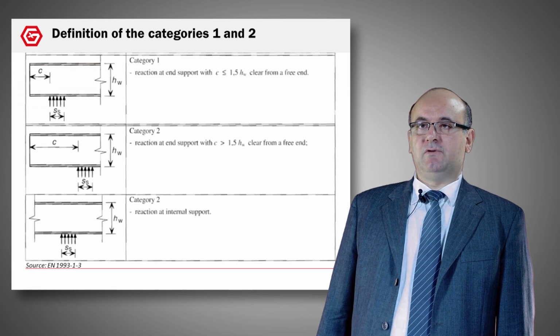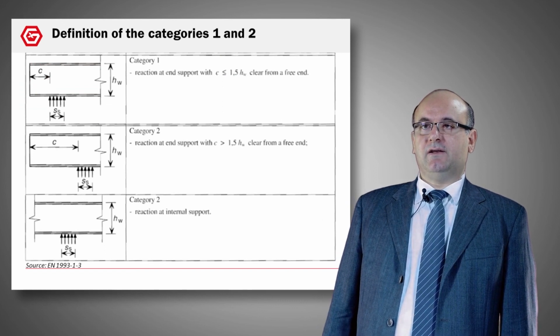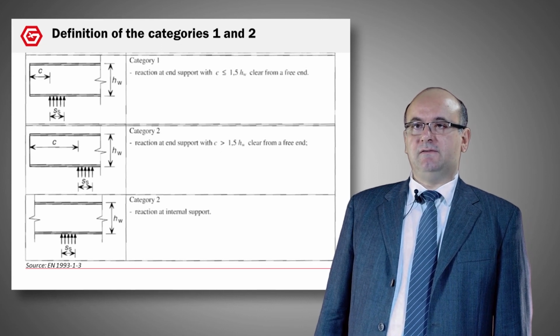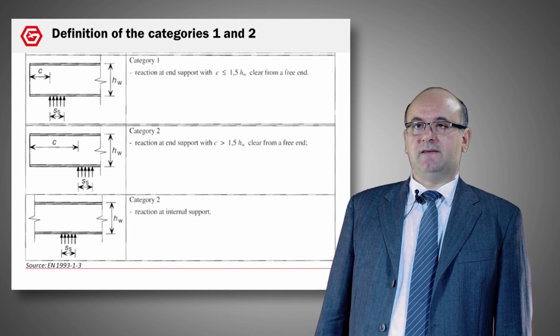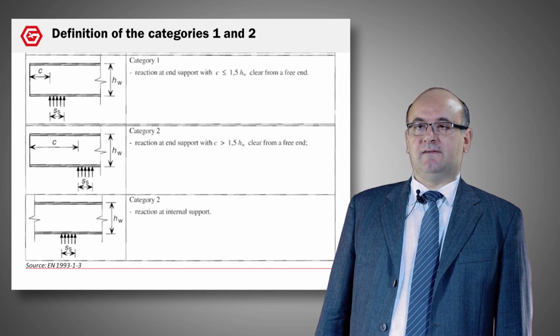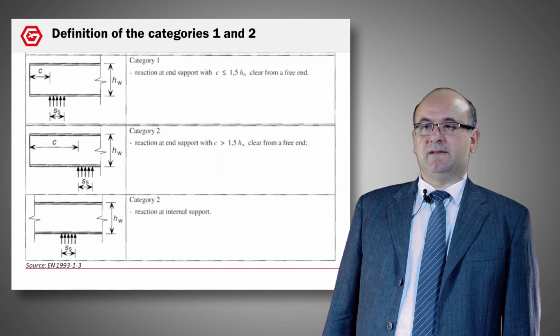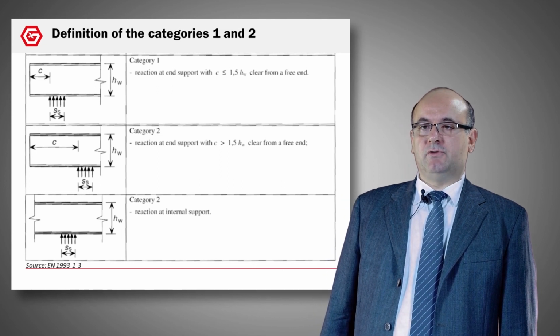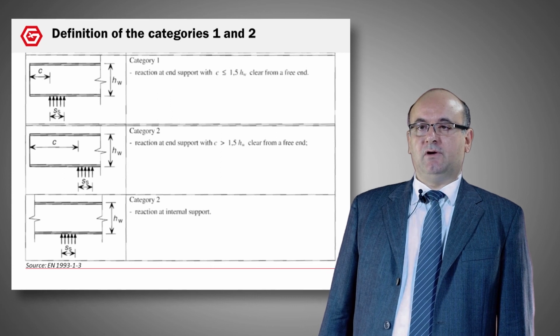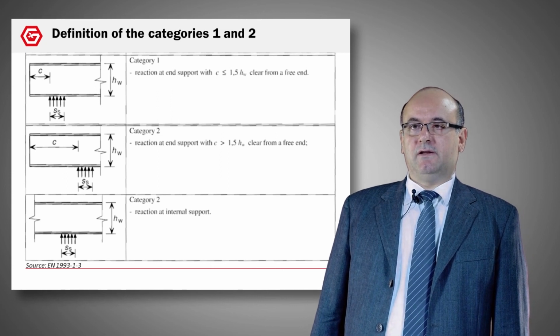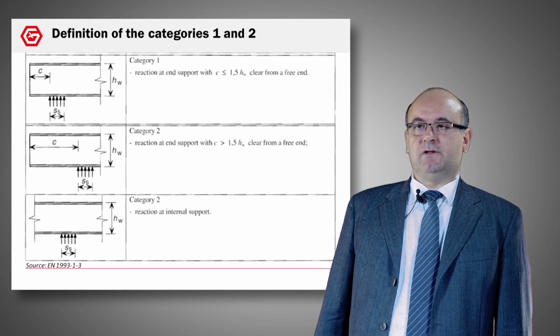Okay, now we will study what these categories 1 and 2 are. Category 1 corresponds to an end support, and you can see that LA in this case is SS. If we are on an intermediate support, we are in category 2. You can see this on the bottom of the table, and again the length LA is SS. And if we have a cantilever, in this case we are also in category 2, and it is in the middle of the table.